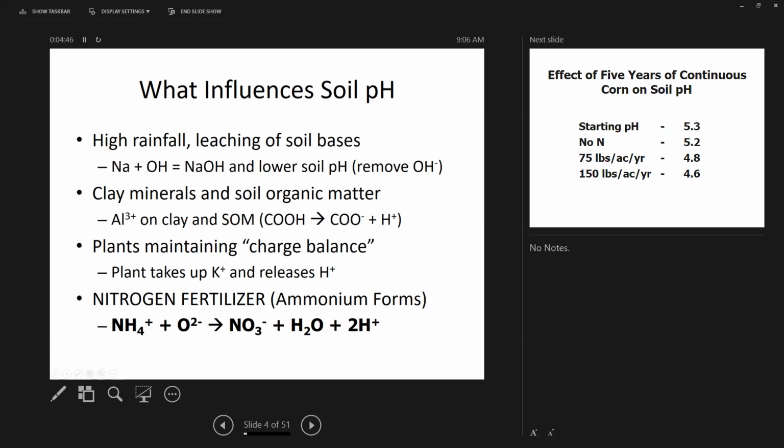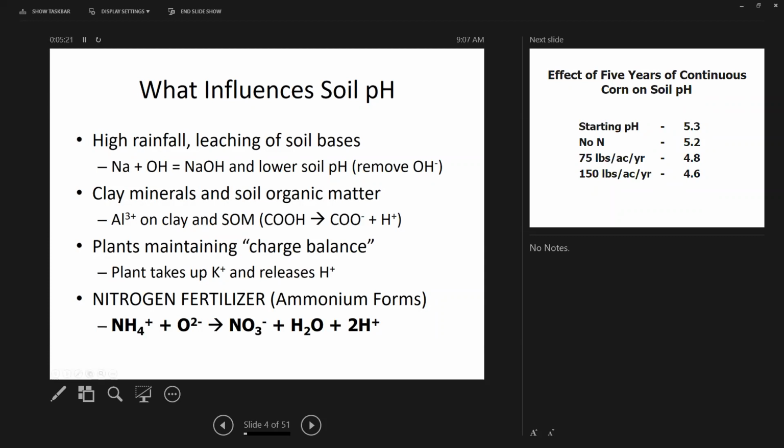Then we have our clay minerals and soil organic matter. One of the big ones is aluminum. Aluminum 3+ can donate 3 hydrogens as pH decreases, so it decreases pH as it donates the hydrogen. And then looking at soil organic matter, this is a carboxyl group, COOH. In certain situations, it can release a hydrogen and then reduce soil pH.